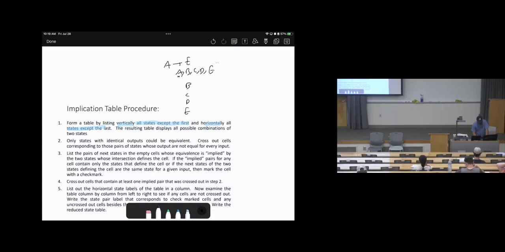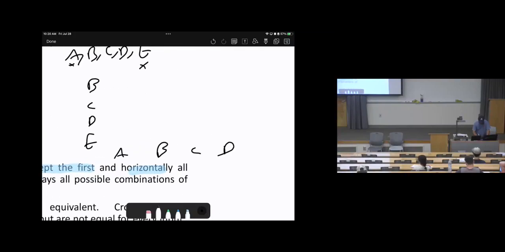Then horizontally, all the states except the last. So we will say A, B, C, D. Okay? Does this make sense about the sequence? Vertically, all of the states except the first. Horizontally, all of the states except the last. Fine?